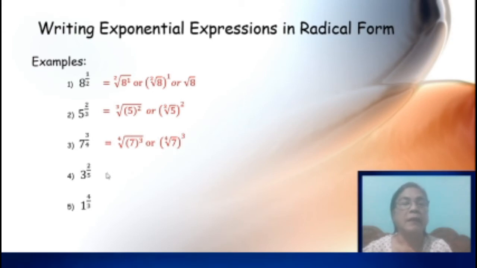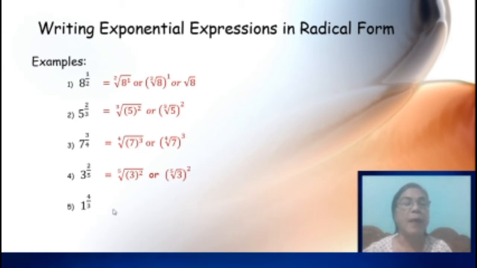Okay? Next, number 4. 3 raised to the 2/5. So, 3 turned out to be the radicand. The 2, which is the numerator, turned out to be the exponent. And the denominator 5 turned out to be the index. So, 5th root of 3 raised to the second power. Or, this could be written as 5th root of 3, open and close, raised to the second power.